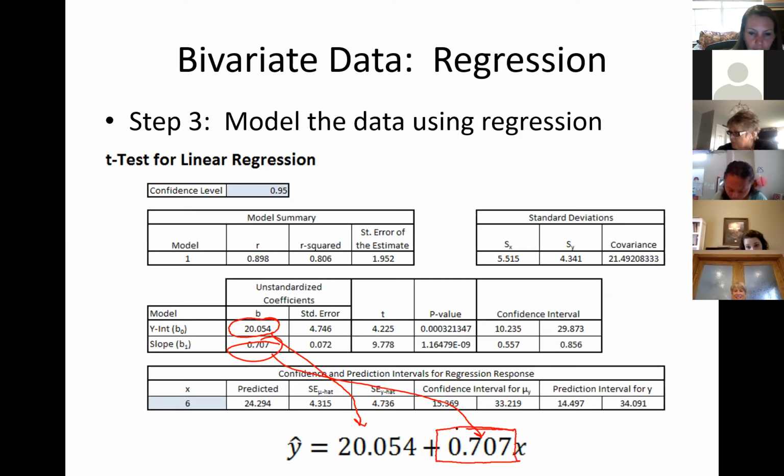But the slope here, that 0.707, what that says is for every 1 inch increase in arm span, we expect height to increase by 0.7 inches.